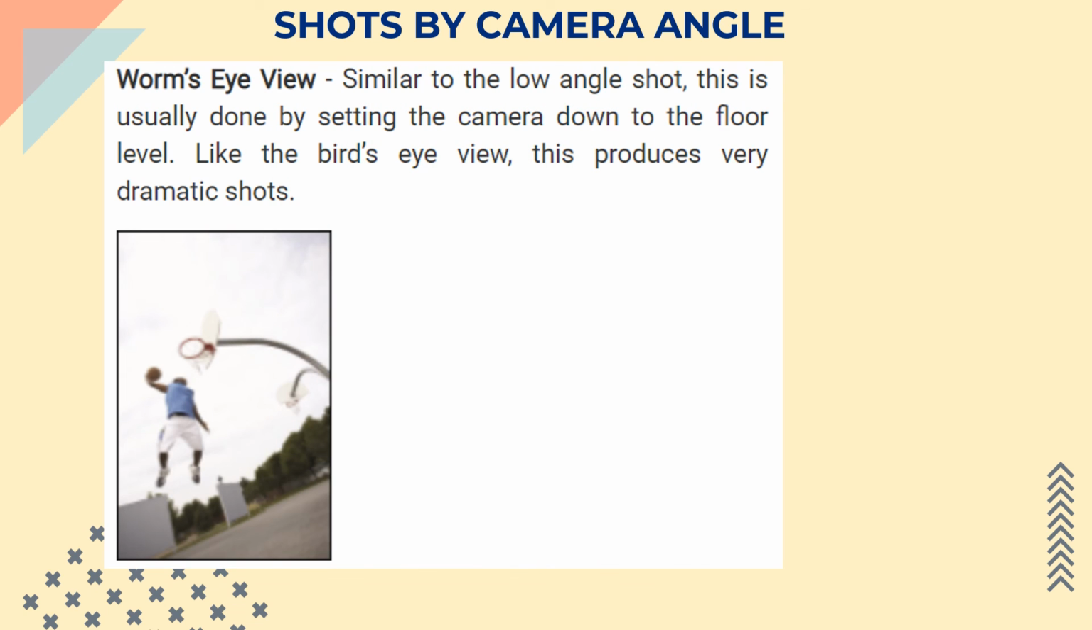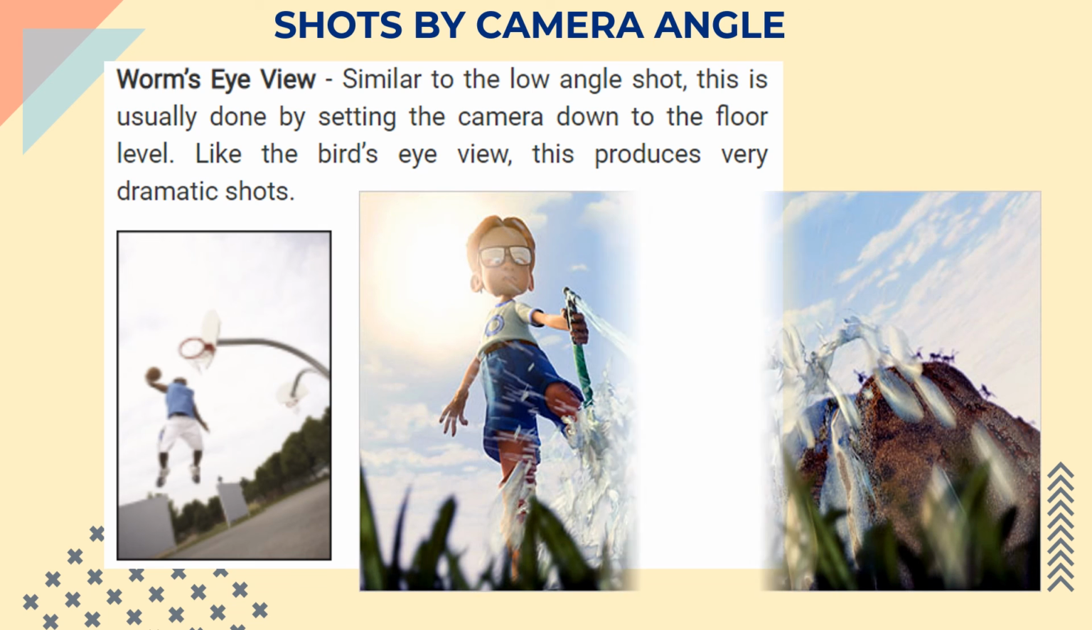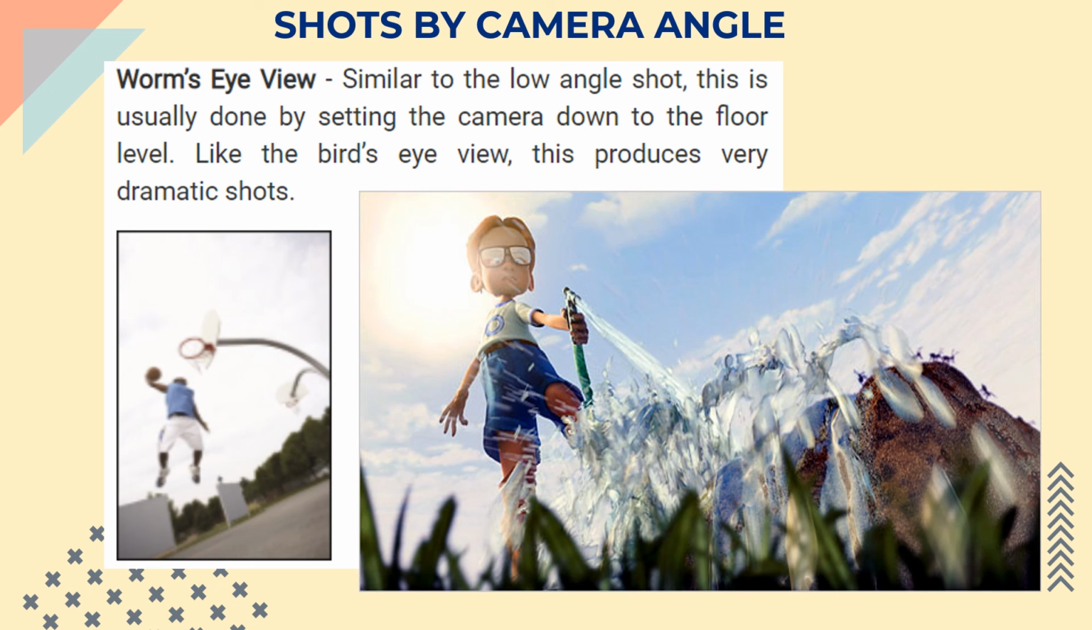Next is the worm's eye view. It is similar to the low angle shot and is usually done by setting the camera down to the floor level. Like the bird's eye view, this produces very dramatic shots like this example.